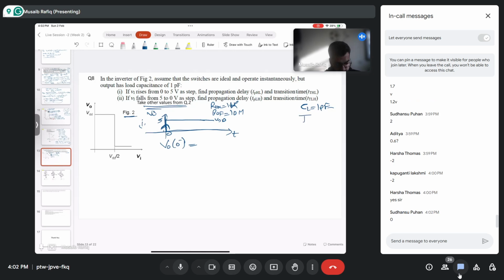So I'll have something like this: R off, R on. This is the case that is happening after 0 plus. What is the case at 0 minus? What is V0 at 0 minus? So my input voltage goes like this. Just before 0, what will be the output voltage?